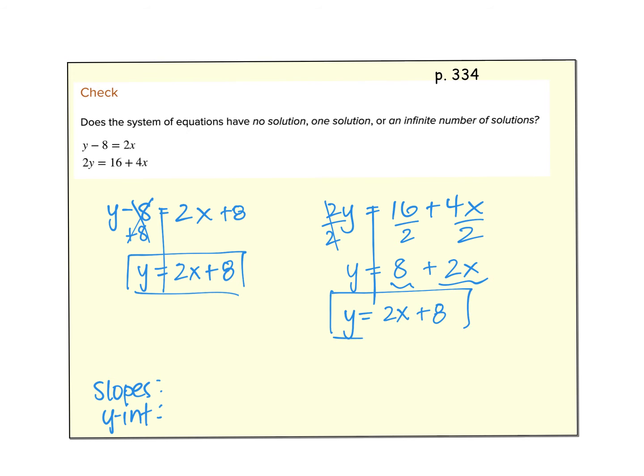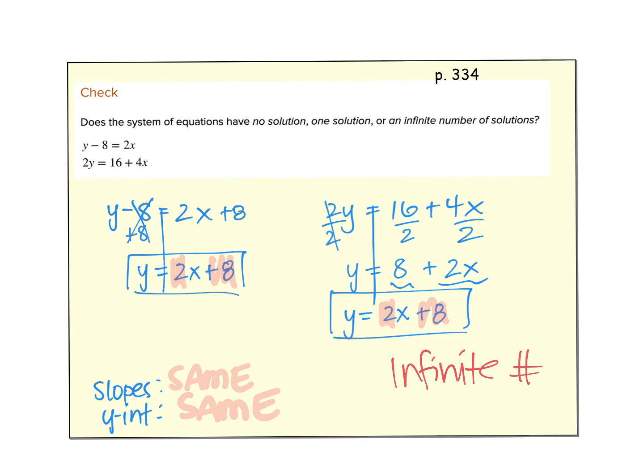Now, if you guys look at these two equations, we always compare their slopes. Let's look at their slopes. 2 looks like the same. How about their y-intercepts? Positive 8, same. So if they both are the same, it's an infinite number of solutions. So hopefully you got that. So it crosses in a ton of spots.